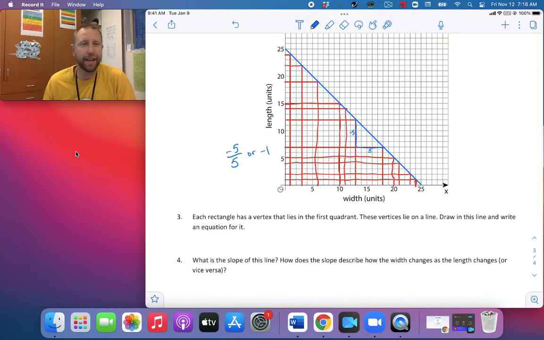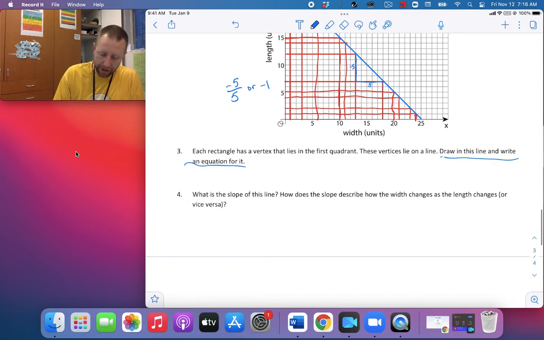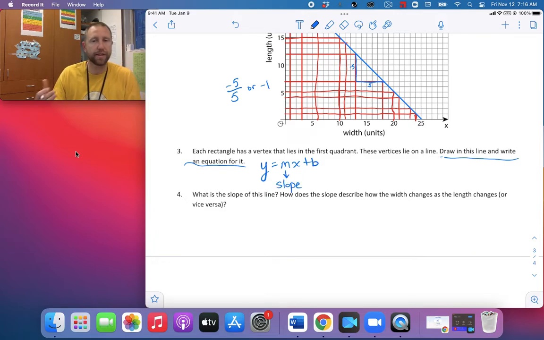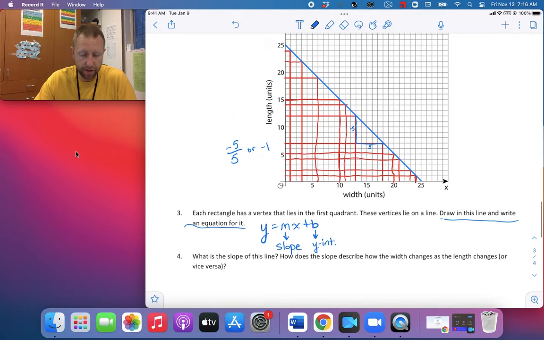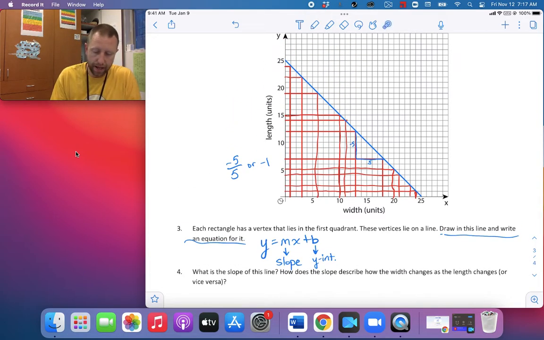Now, why am I even thinking about the slope right now? Because I noticed it says draw in this line and write an equation for it. Remember, our equation should be y equals mx plus b, where m stands for the slope. Well, that's good. I just found the slope. B stands for the y-intercept. So the y-intercept is where it crosses the y-axis. We think of that as the starting amount. But it's where it crosses the y-axis, and I can see up here where it crosses the y-axis. It crosses right there at 25.